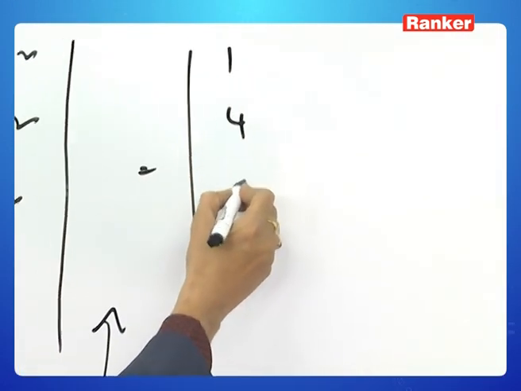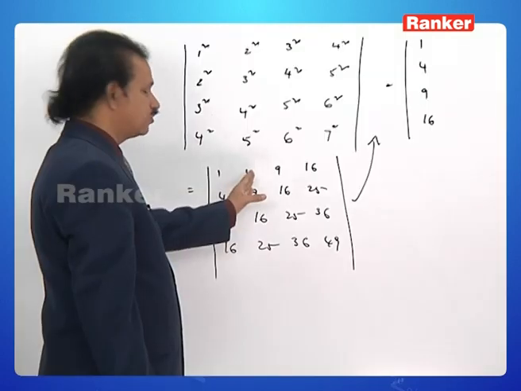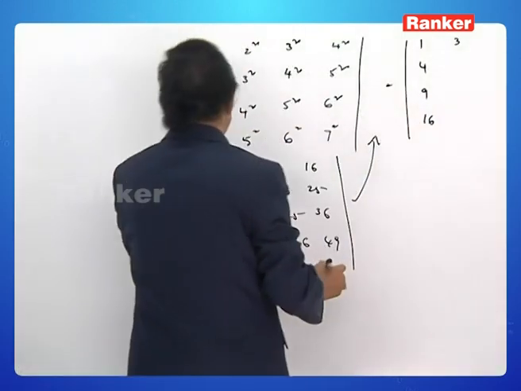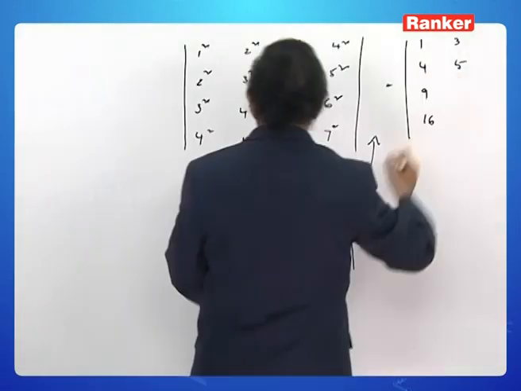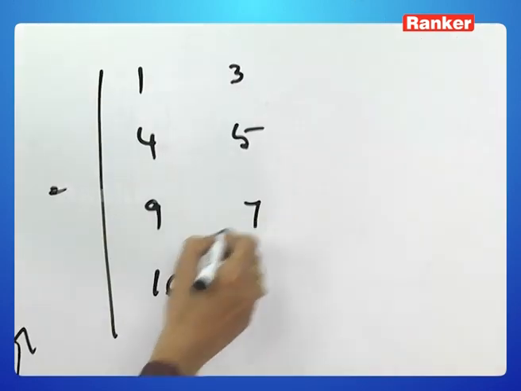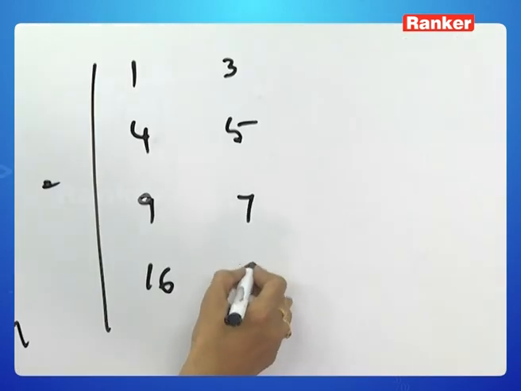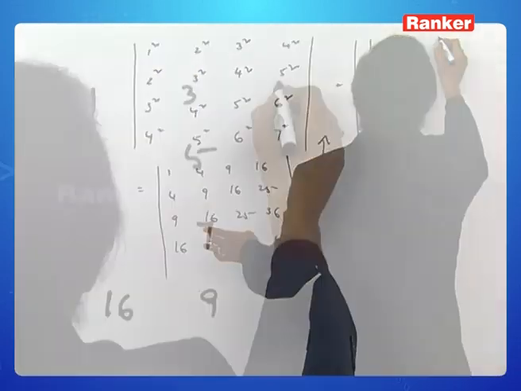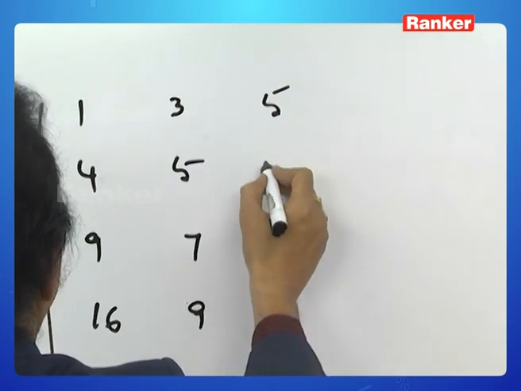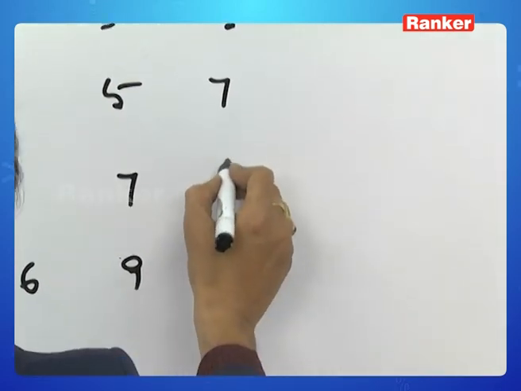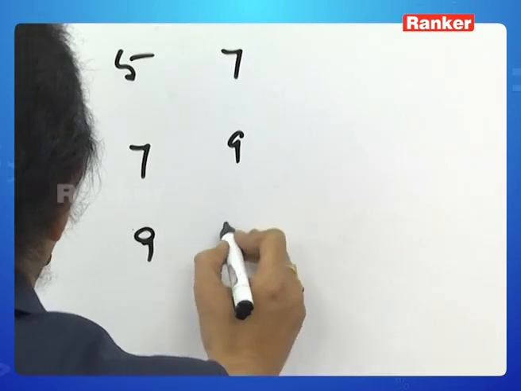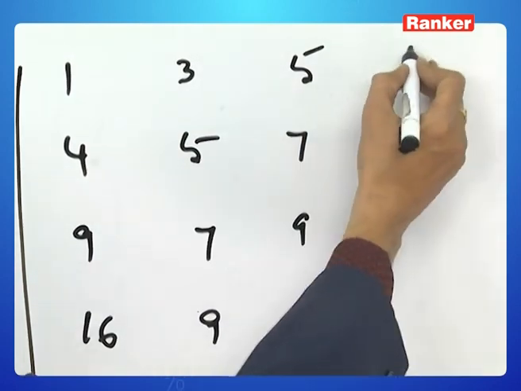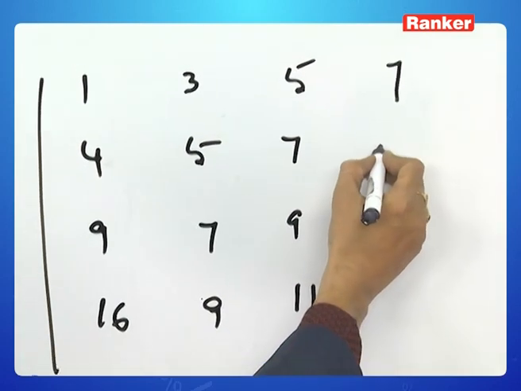This is equal to the next one. 1, 4, 9, 16. C2 minus C1. What happens? 4 minus 1, 9 minus 4, 16 minus 9, 25 minus 16. Again, 9 minus 4, 16 minus 9, 25 minus 16, 36 minus 25, 16 minus 9, 7, 25 minus 16.